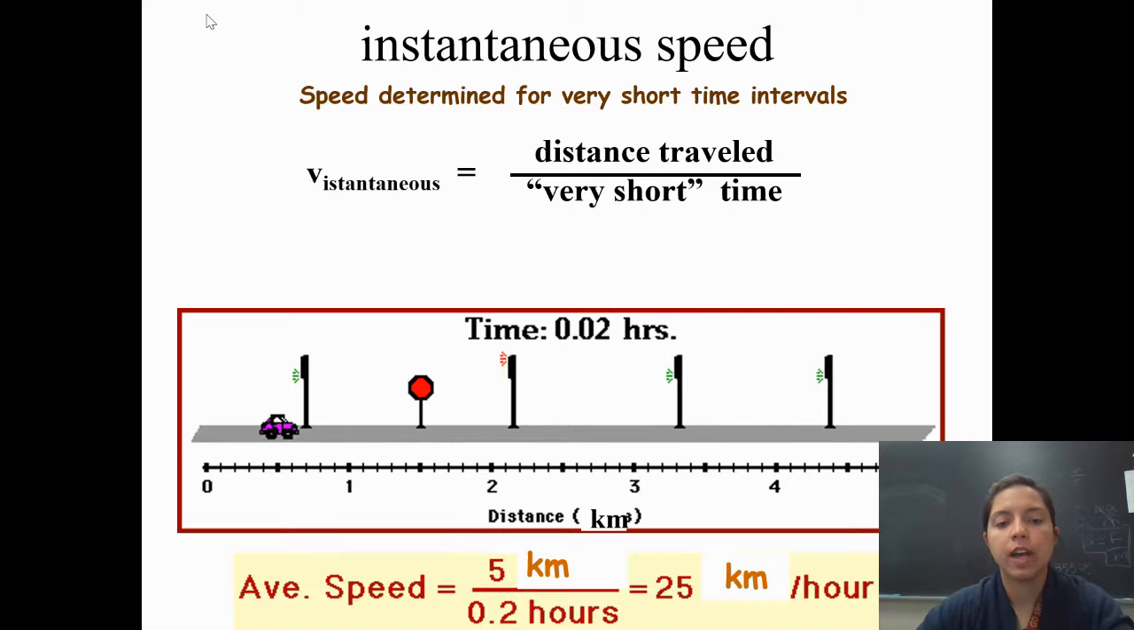So here you have the average speed of the car. It went a distance of 5 kilometers, divided by the time that you see up here, which is 0.20 hours. So you do 5 kilometers divided by 0.2 hours and you get 25 kilometers per hour.